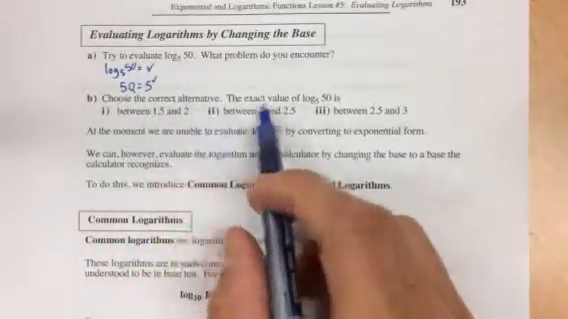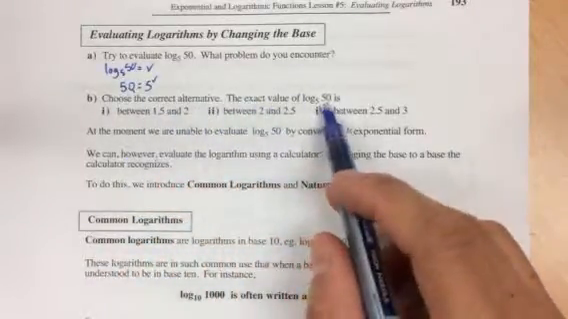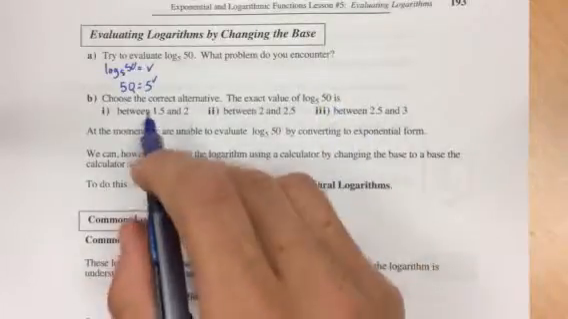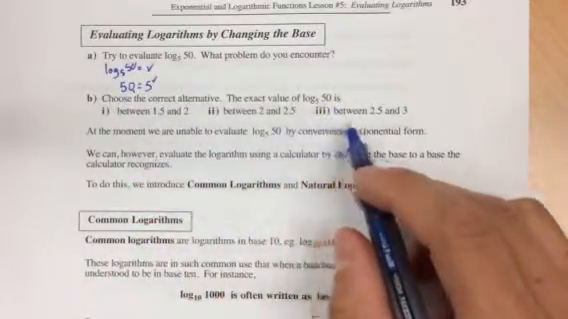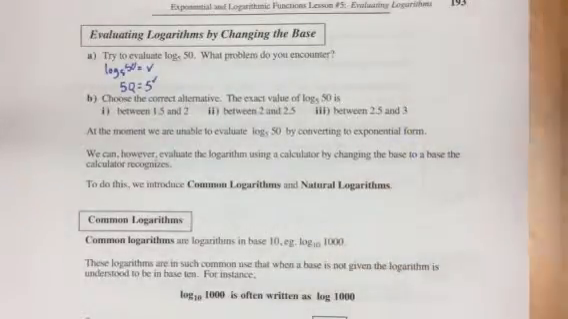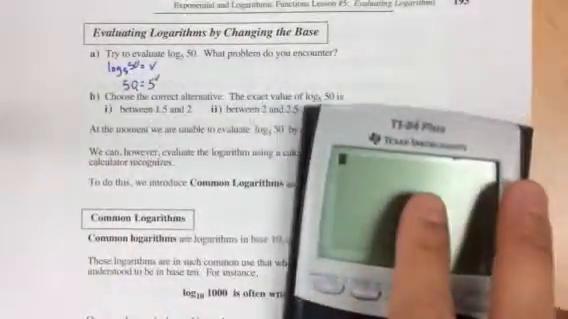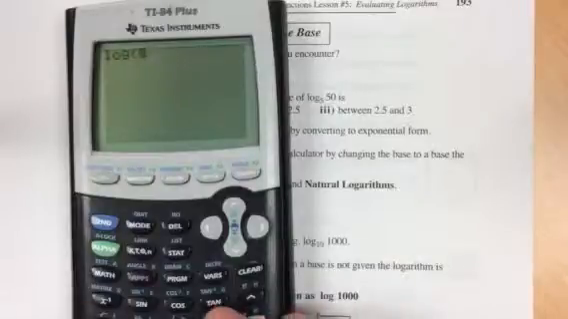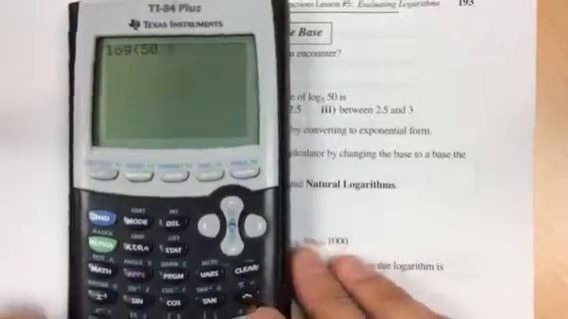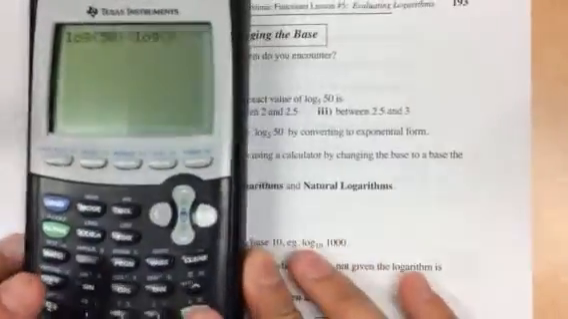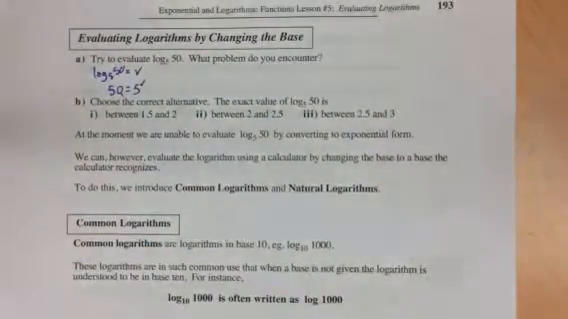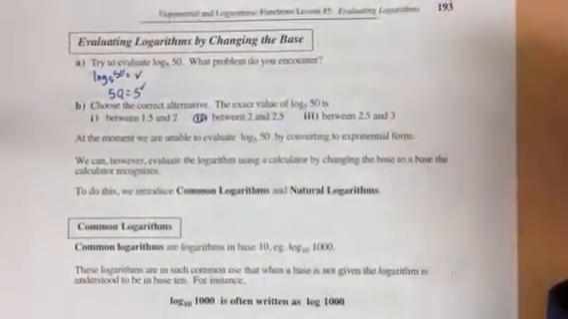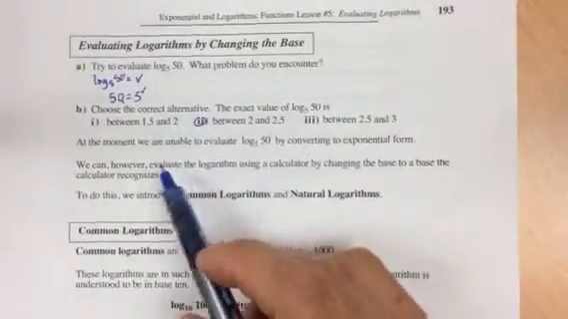So choose the correct alternative. The exact value of log 5 of 50 is between 1 and 2, between 2 and 2.5, or between 2.5 and 3. Well, we're actually going to have to go through and calculate this. And in order to calculate that, since the log function in your calculator is base 10, we would go log 50 divided by log of 5, and I get 2.43. So that's the answer, which means that part 2 is the correct one to choose.